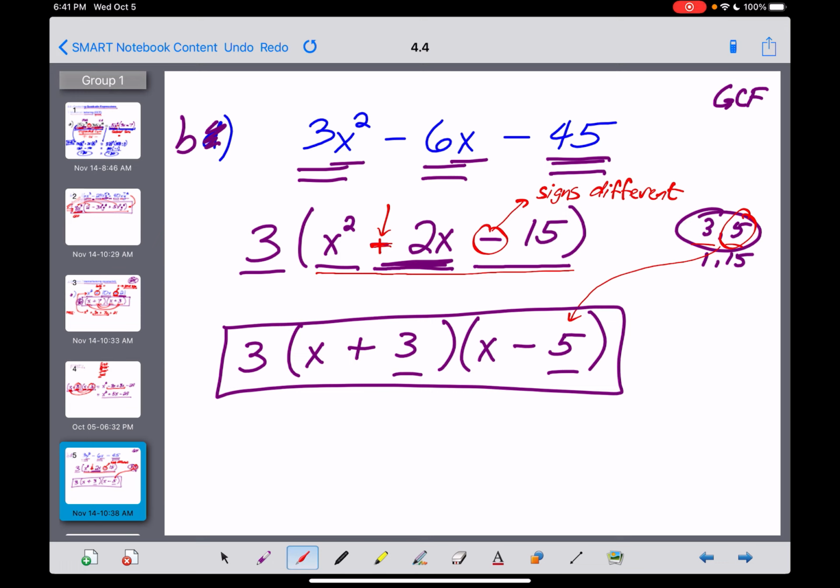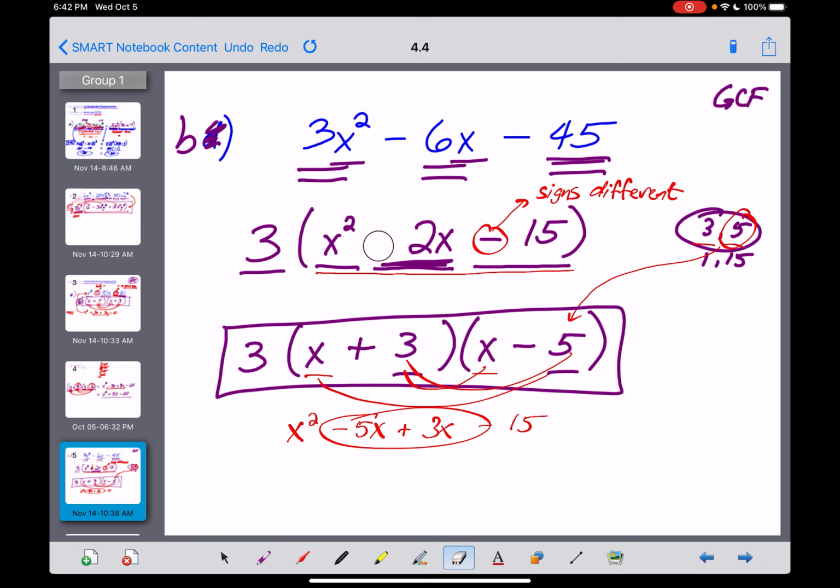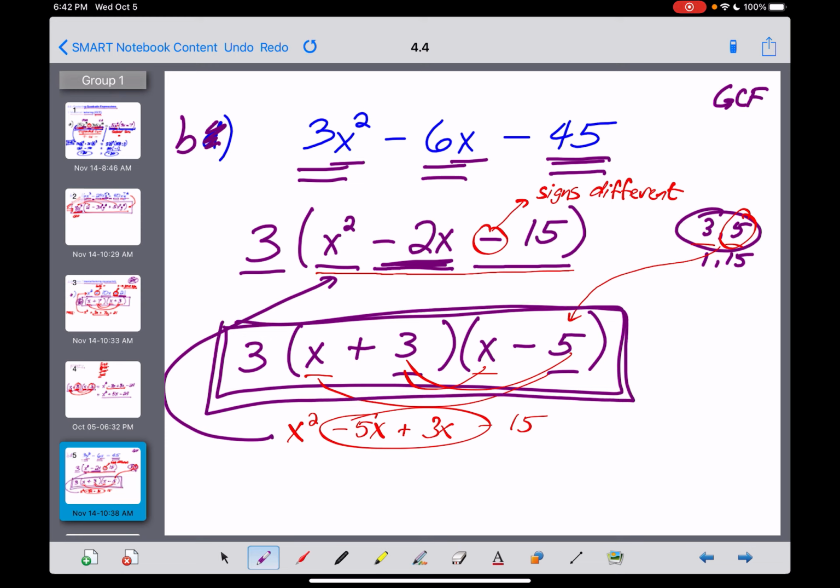But real quick, if we wanted to check with FOIL, x times x is x squared. The outer product is a minus 5x. The inner product is plus 3x, and the last product is a minus 15. Those combine to a negative 2x, which is what we had before I made a mess of this whole thing right here. Okay, sorry, that was a minus 2x. And that is exactly where we want it to be at this point right here. So what we have in the box is correct.